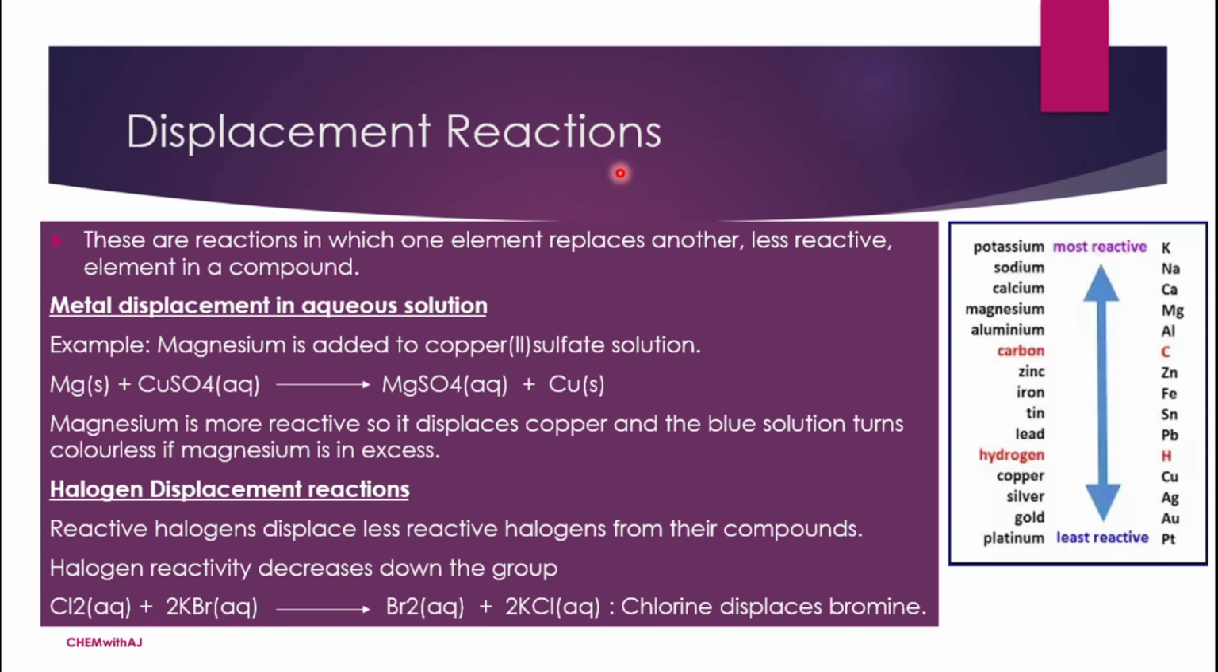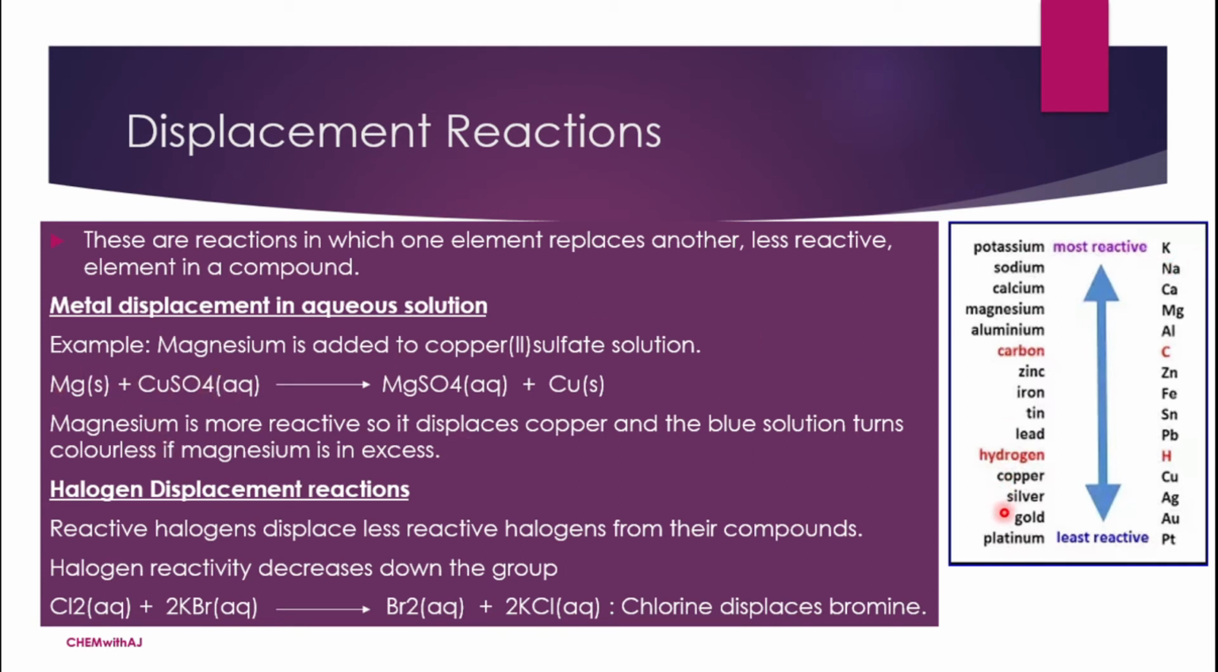Next we move on to displacement reactions. In these reactions, one element will displace or replace another less reactive element in a compound. So, metal displacement reactions in aqueous solution. In this example, magnesium is added to copper(II) sulfate solution. We know magnesium is more reactive than copper.